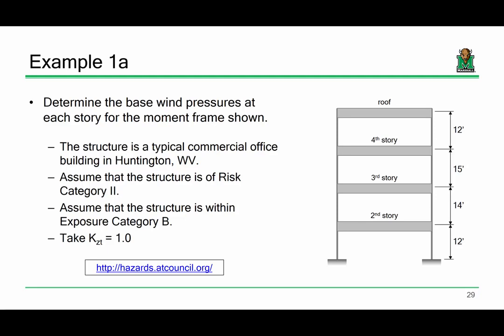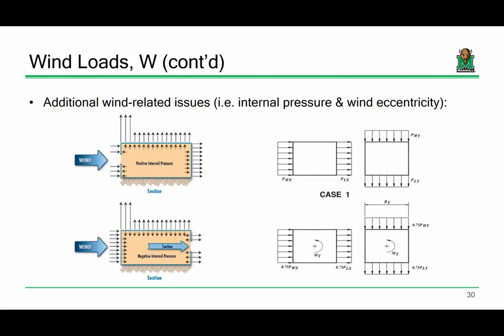We did a pretty comprehensive wind example looking at computing pressures. I think you found it's a pretty straightforward calculation. We talked about some additional issues that you can experience with wind, things like negative and positive internal pressure, accidental torsion, and what have you. So I think you found that's pretty straightforward.